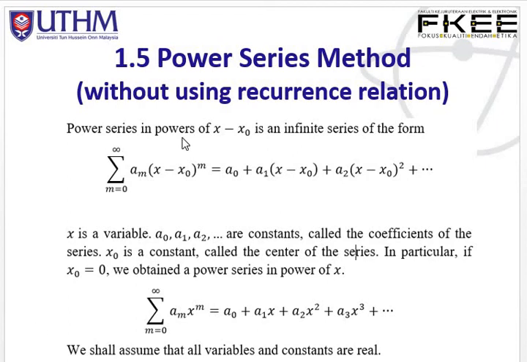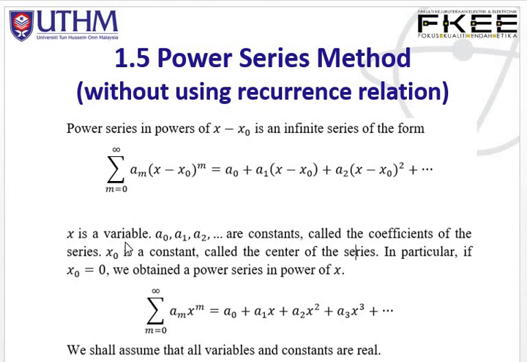If you look here, a power series in powers of x minus x naught is an infinite series of the form summation of a_m (x minus x naught) to the power of m, from m equal to 0 to infinity. So m starts from 0. If we substitute m equal to 0, here would be a0. Then when m equal to 1, you will have a1 (x minus x naught) to the power of 1. And then when m equal to 2, a2 (x minus x naught) to the power of 2, and so on until infinity.